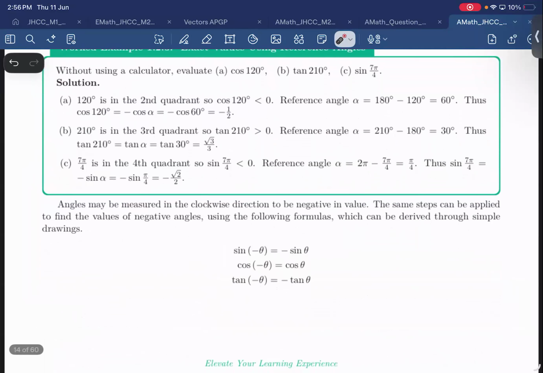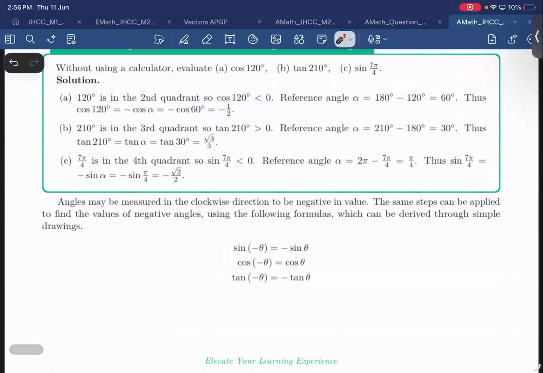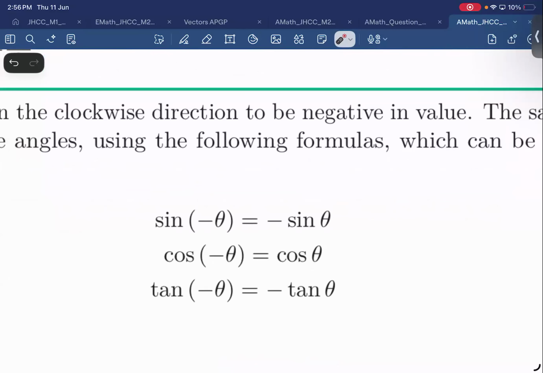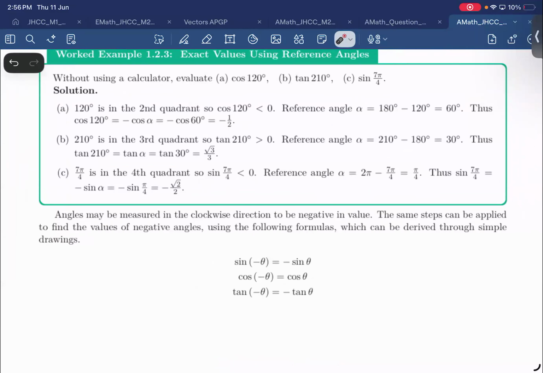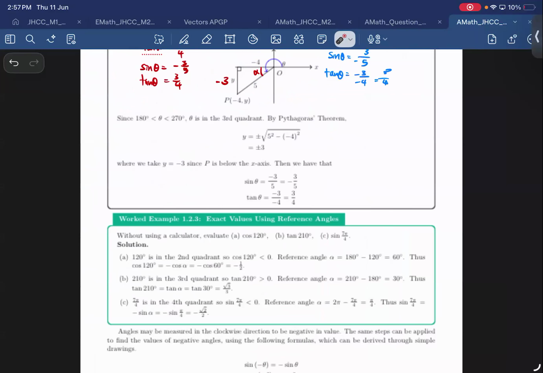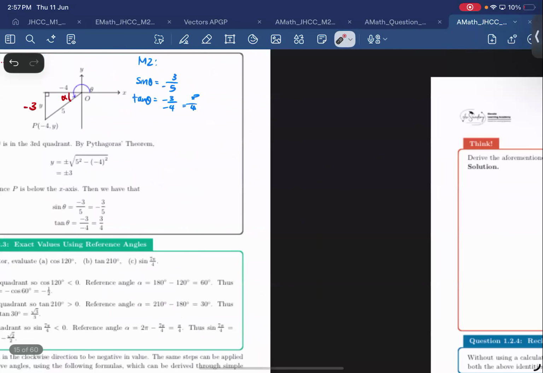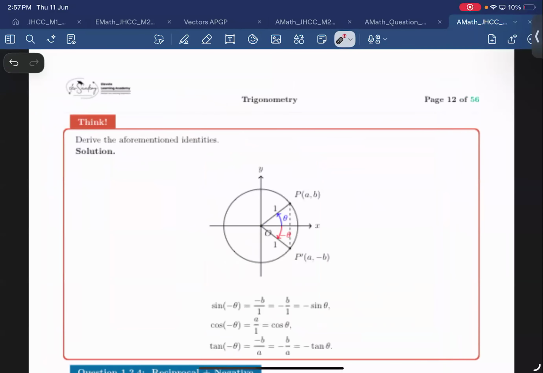A note here, I don't think this one is too important. The angles you can also measure, usually you measure anti-clockwise. Anti-clockwise angles are positive, but if you measure in the clockwise direction, then it's negative. So there are these three identities. I don't think it's too important for now, if it's necessary to use, then refer to it later. For O-level standard, I don't really think it's necessary. For this one, ignore.